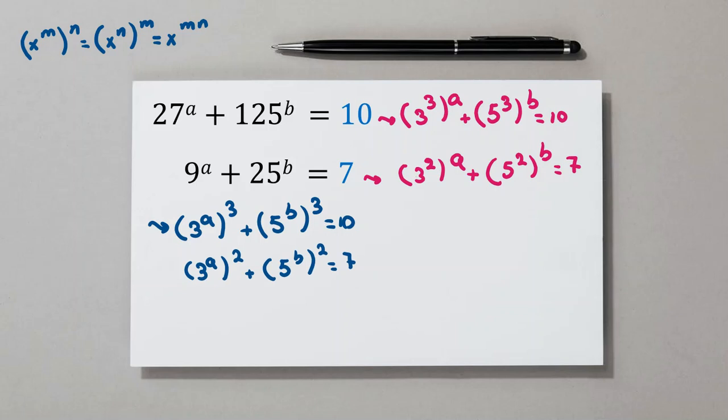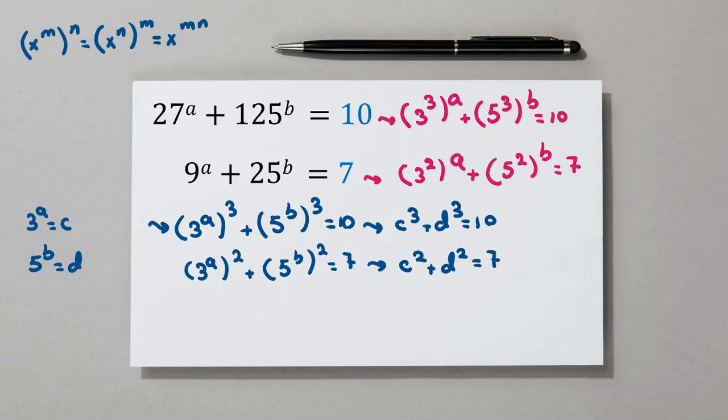Now, we consider 3 to the a equal to, for example, c, and 5 to the b equal to d. So here it will be c cubed plus d cubed equals 10. And here it will be c squared plus d squared equals 7.